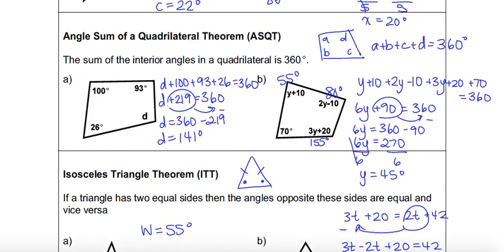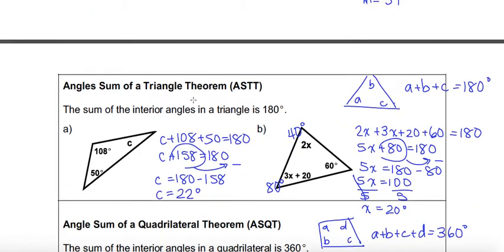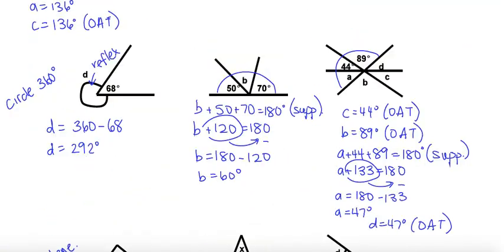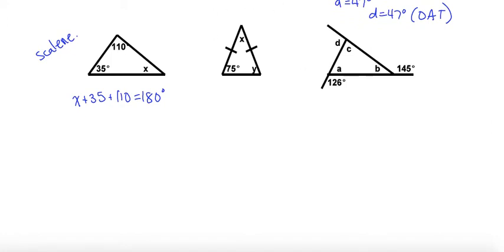So that is our angle sum of a triangle theorem. So ASTT is what you can simplify that to, so you don't have to write the entire theorem name. So that's okay, you can do that.